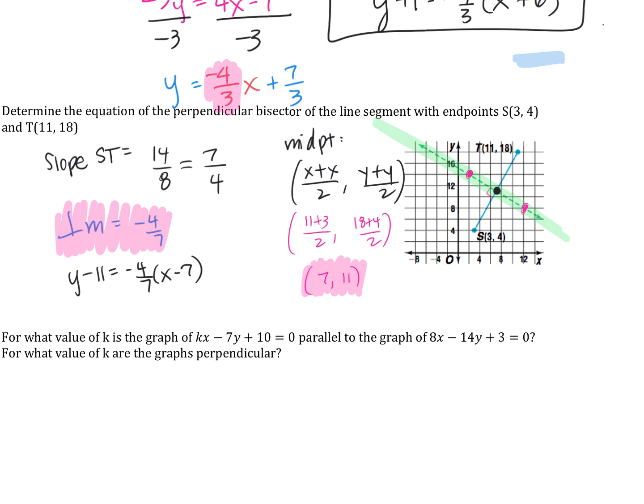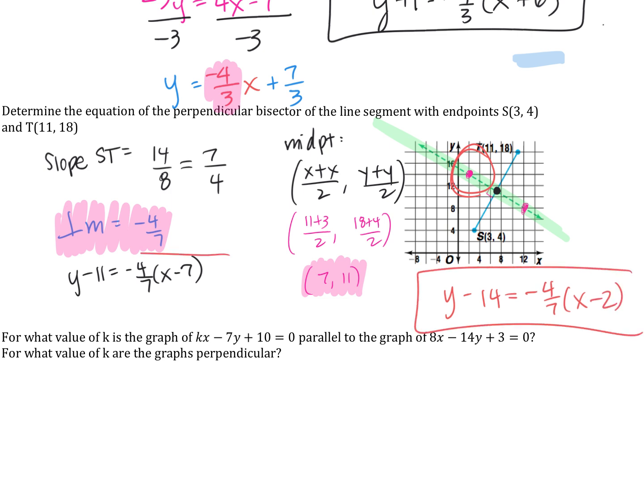Sure. She says, let's use this one because it doesn't matter. If we use the point (2, 14), Kate's equation would be y minus 14 equals the same slope, -4/7, times x minus 2, and both of these would be right.